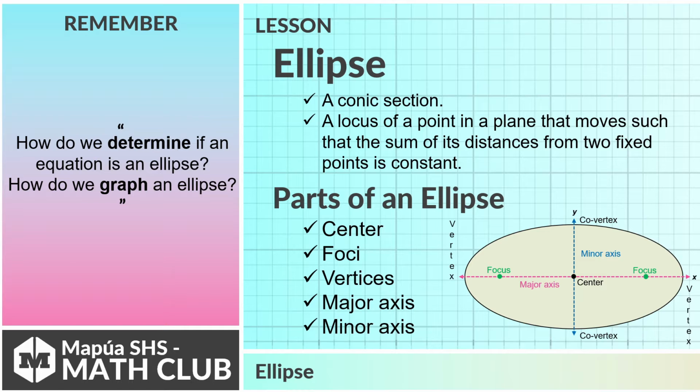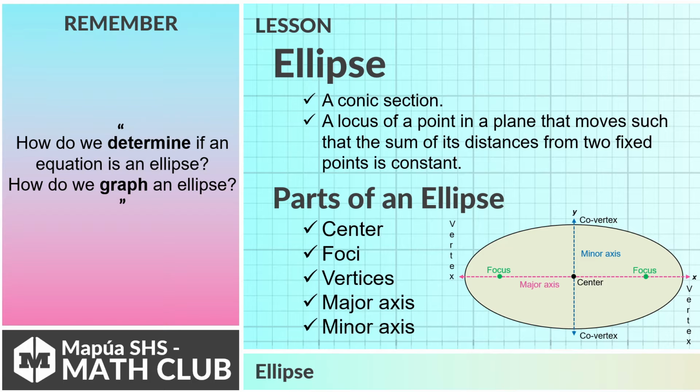Ellipse has two standard equations, horizontal and vertical, but we will focus on the horizontal standard equation. Let me introduce to you first the parts of an ellipse: center, foci, vertices, major and minor axis. Take note of these parts because we will use this later in our discussion.